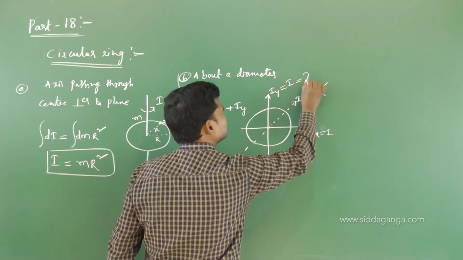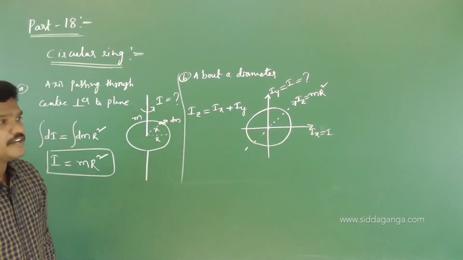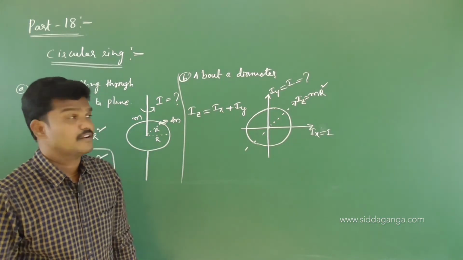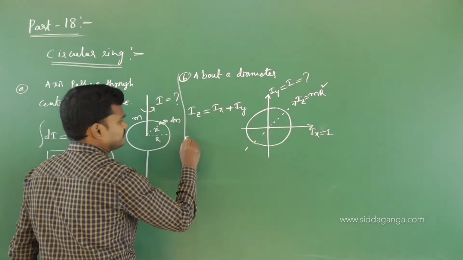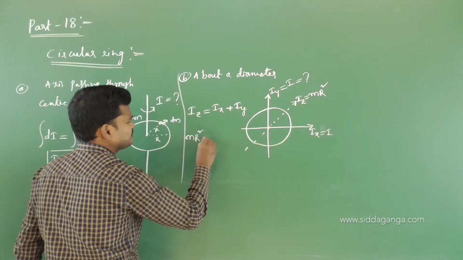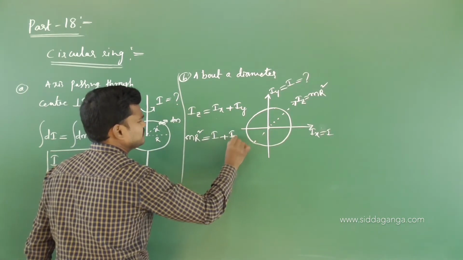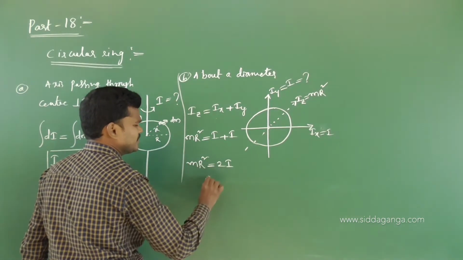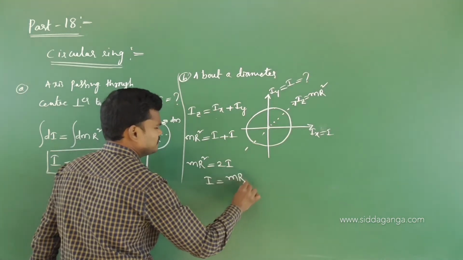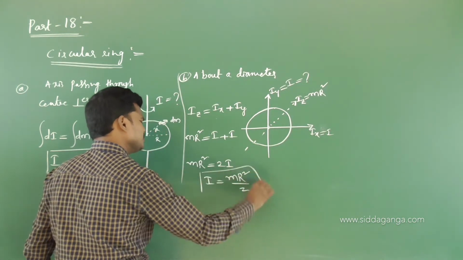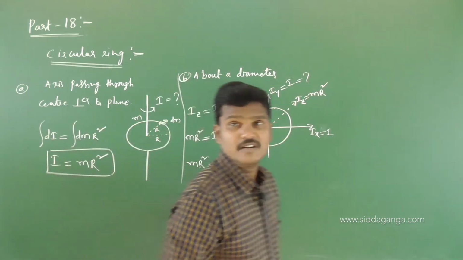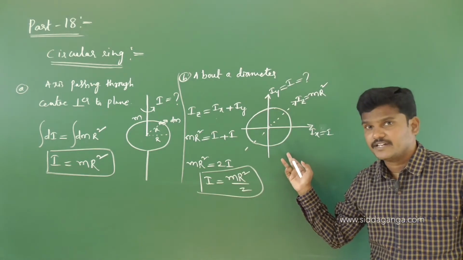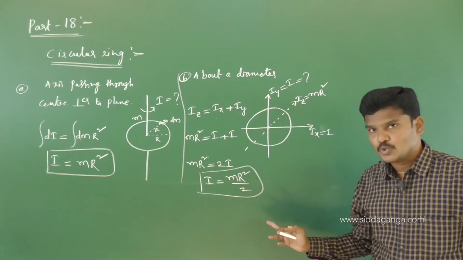That is our target. If you find Ix, that is nothing but about a diameter; if you find Iy, that is also a diameter line. So Iz we can write as mr square, this is I plus I, so mr square is 2I, so I is equal to mr square by 2. What is this I? I is the moment of inertia about a diameter of a circular ring. The formula is mr square by 2.